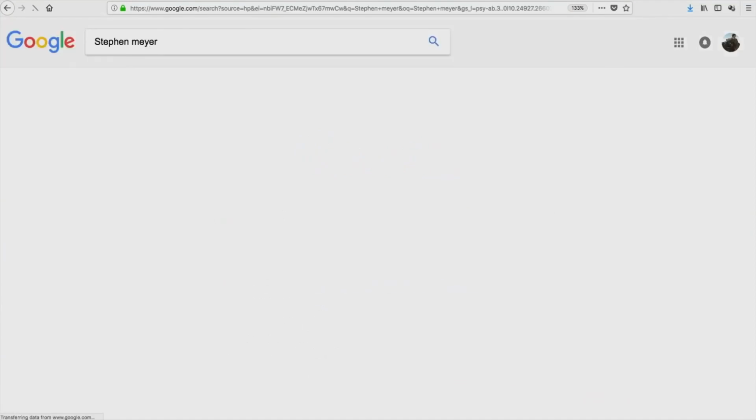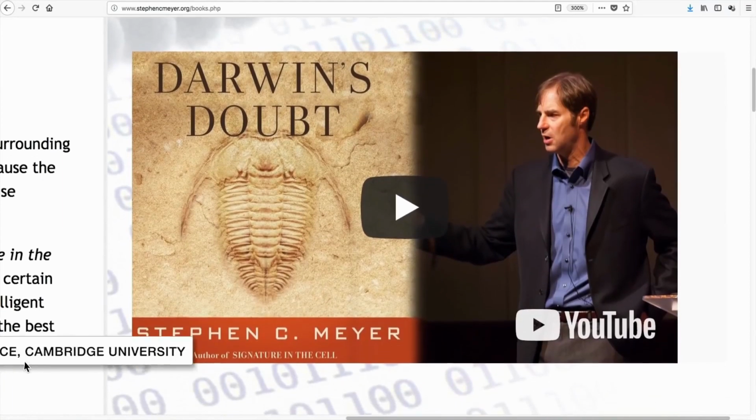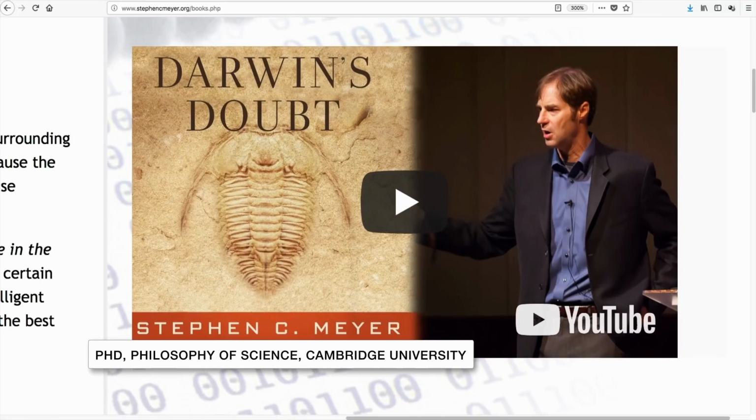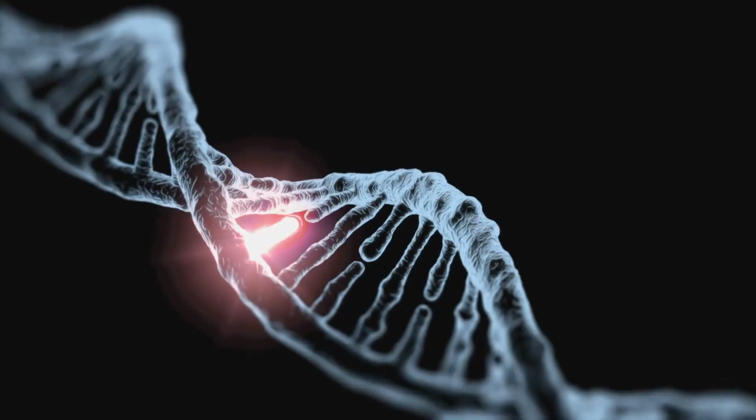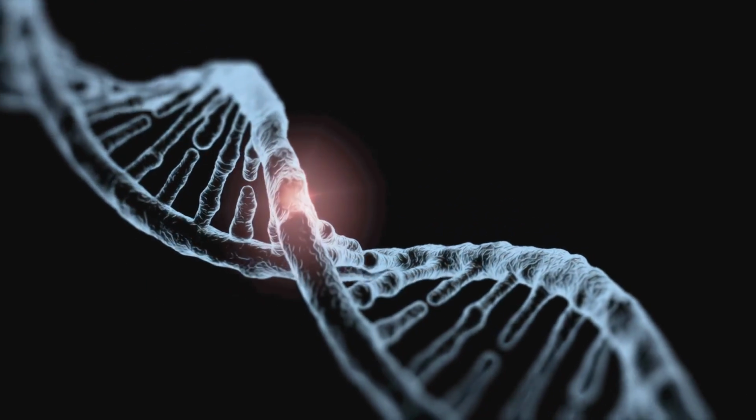Stephen Meyer, author of the New York Times bestseller Darwin's Doubt, explains. According to neo-Darwinism, new genetic information arises as a result of random mutations in the arrangement of the nucleotide bases along the spine of the DNA molecule.